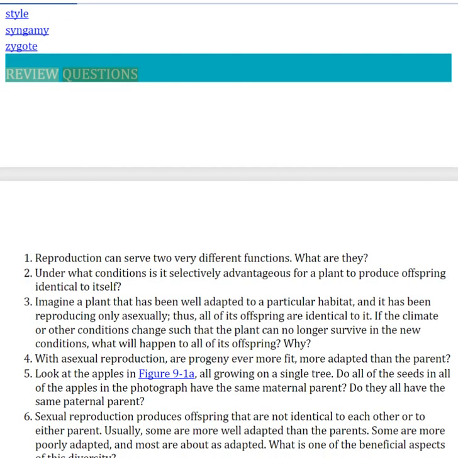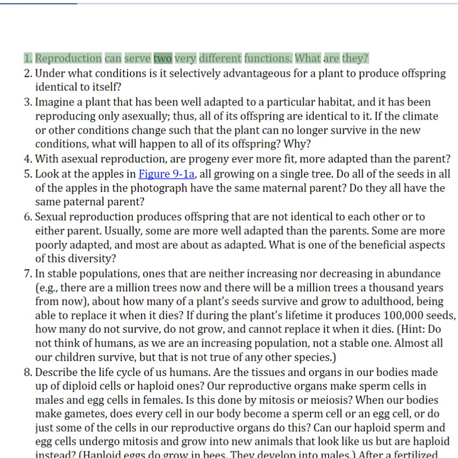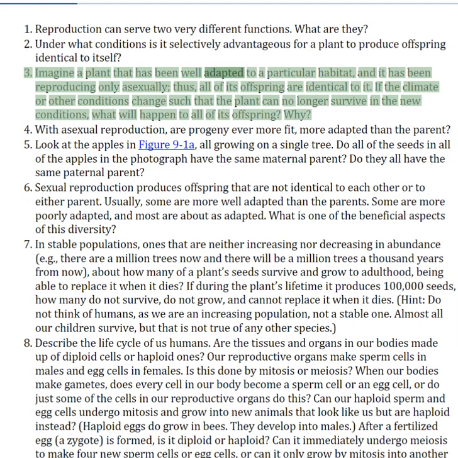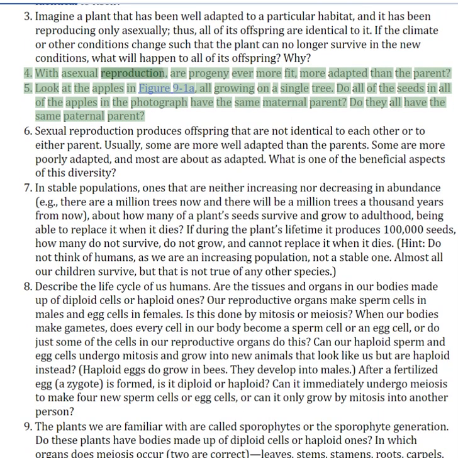Review questions. 1. Reproduction can serve 2 very different functions. What are they? 2. Under what conditions is it selectively advantageous for a plant to produce offspring identical to itself? 3. Imagine a plant that has been well adapted to a particular habitat, and it has been reproducing only asexually, thus all of its offspring are identical to it. If the climate or other conditions change such that the plant can no longer survive in the new conditions, what will happen to all of its offspring? Why? 4. With asexual reproduction, are progeny ever more fit, more adapted than the parent?